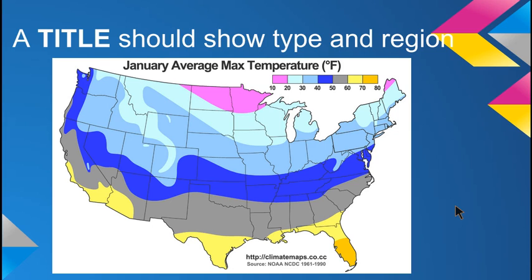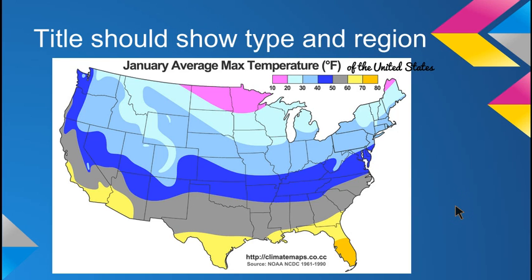A title should show type and region. Now look at this. January average max temperature. Now I know what type it is. It must be a climate map because it's showing me the temperature, but they left out the region. A good title should show me the region. Just, yeah, put it in there. Good. Of the United States. That is the United States.